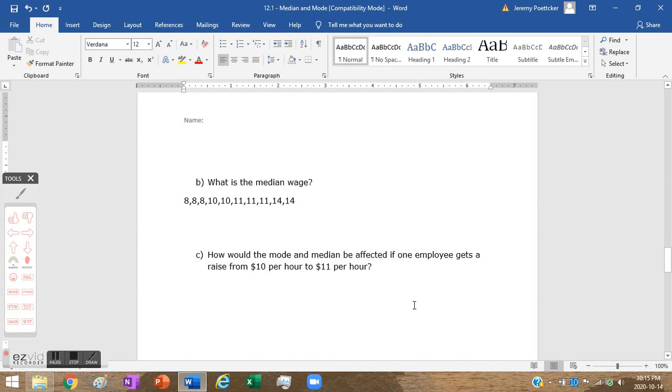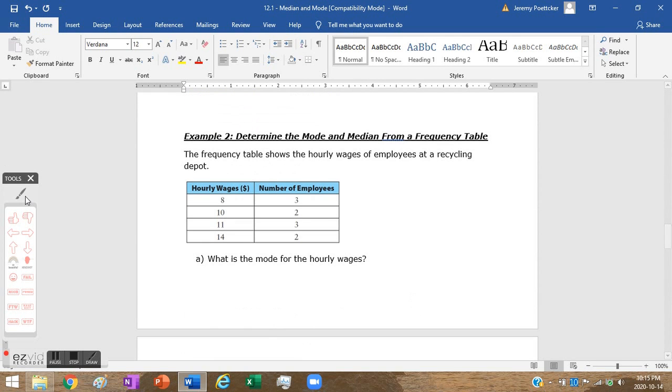How would the mode and median be affected if one employee gets a raise from $10 per hour to $11 per hour? Let's take a peek. So we're just going to change our frequency table to start with. So one of these guys, there's now only one left at $10 per hour. One of them gets to go to 11. So now we've got 4 here. Well, what happens to the mode? Well, we don't have 2 modes anymore, right? We used to have 8 and 11. Now we just have 1, and that's 11.